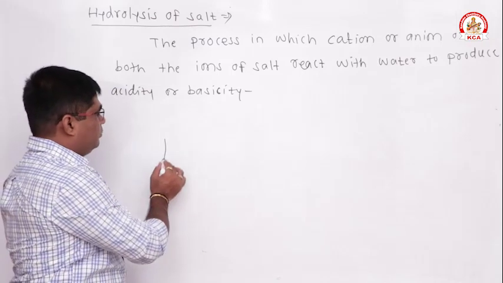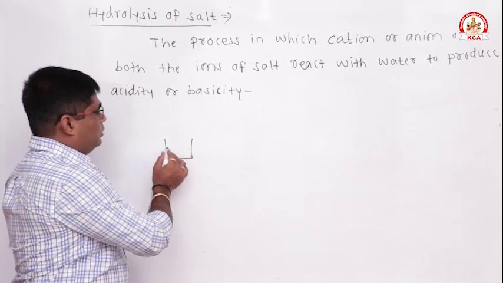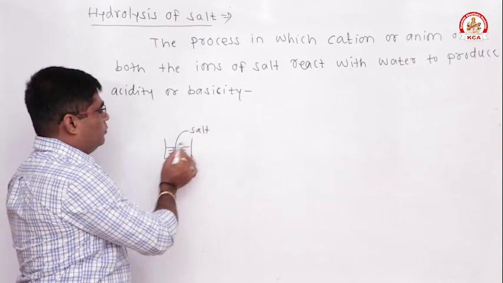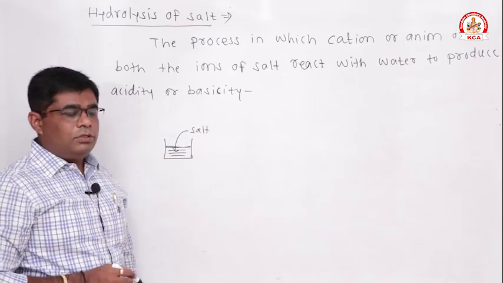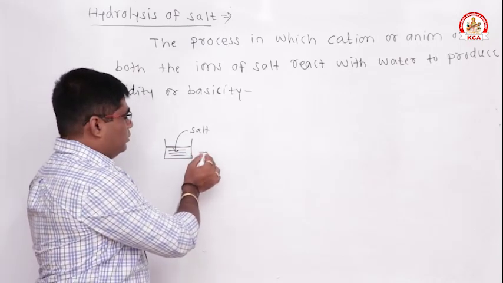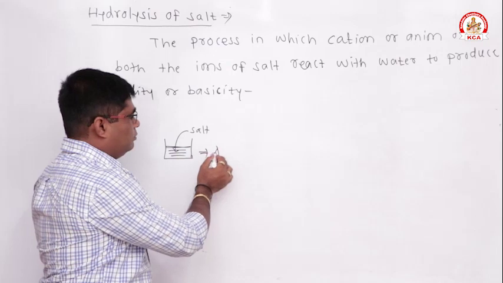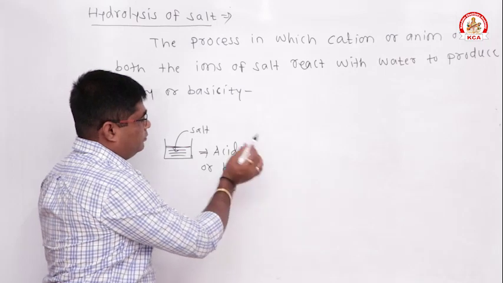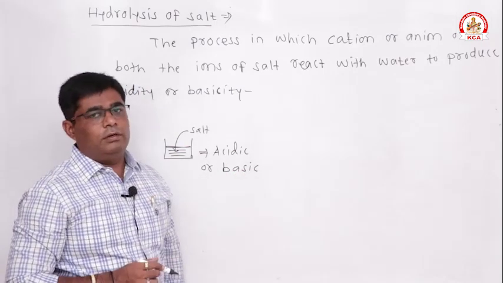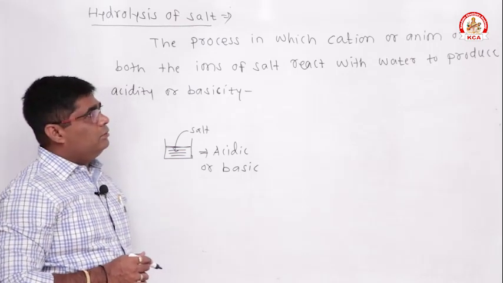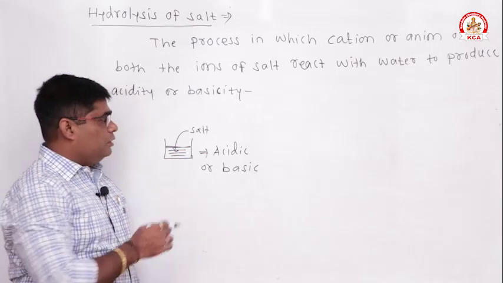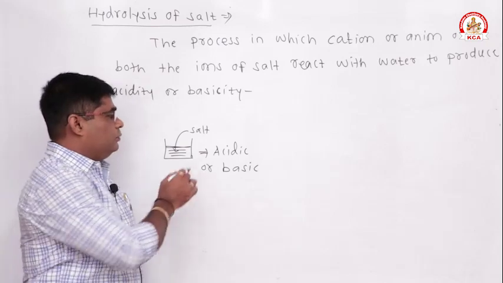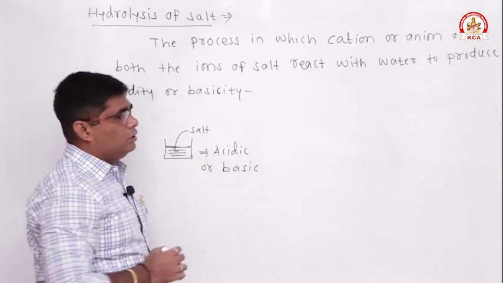For example, suppose this is the water. Into that water add the salt. वॉटर मध्ये आपण काय ॲड करणार? सॉल्ट. सॉल्ट ॲड केल्यानंतर दिस सोल्युशन एकतर ॲसिडिक व्हायला पाहिजे किंवा मग बेसिक, either acidic or basic, and then this process is known as the hydrolysis. So hydrolysis म्हणजे काय? It is that process in which cation or anion or both the ions of salt react with water either to produce acidity or basicity is known as the hydrolysis.